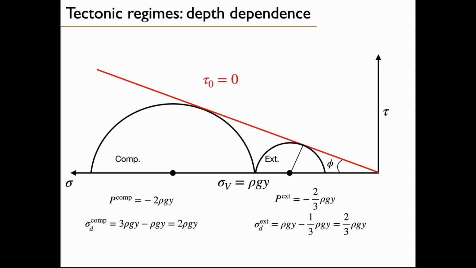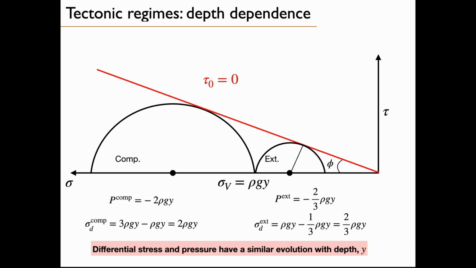The same thing can be done to derive the differential stress in compression and in extension, and you will see that we obtain a similar estimate, except for the sign, for sigma d and p in compression or extension. So the differential stress and the pressure have a similar evolution with y, which is very interesting here.